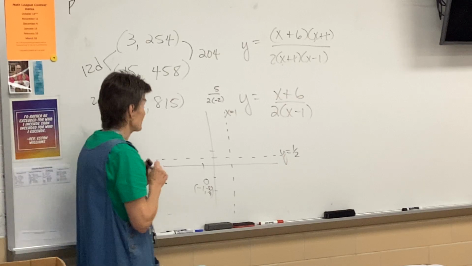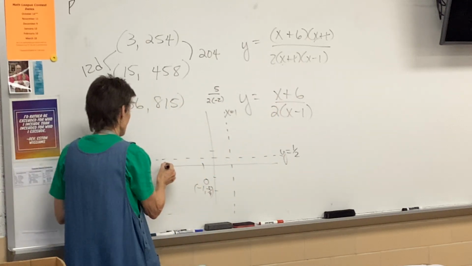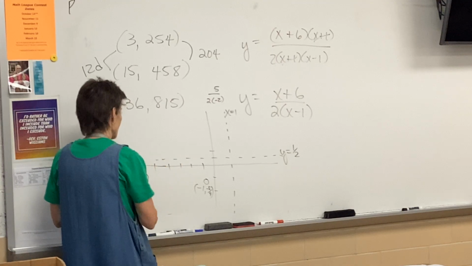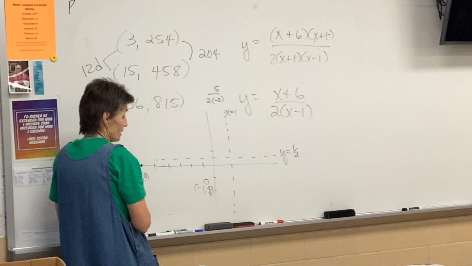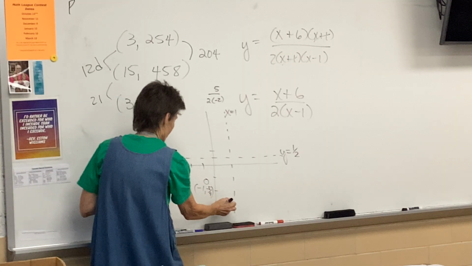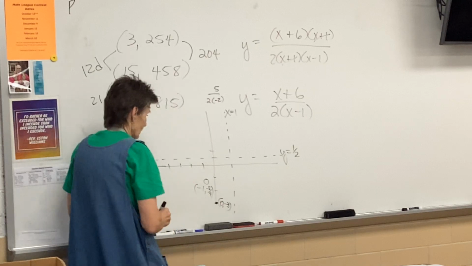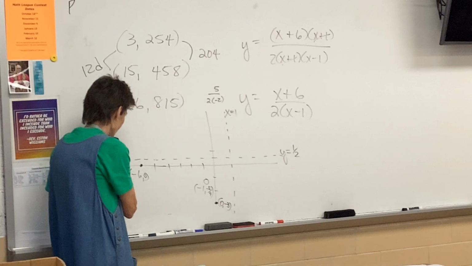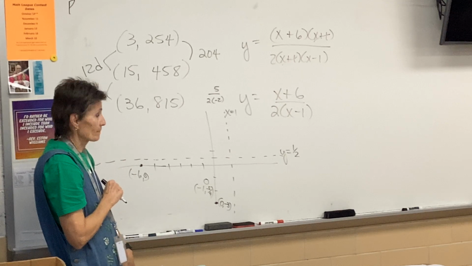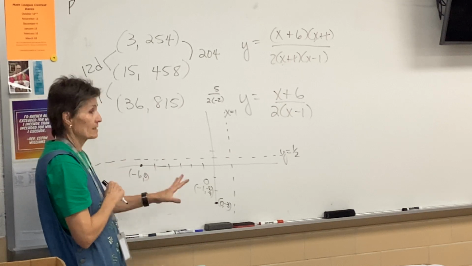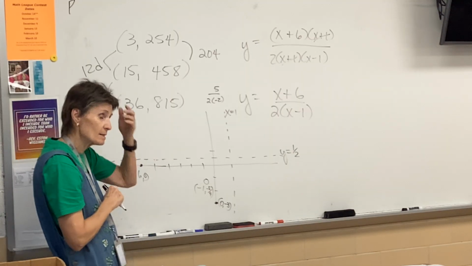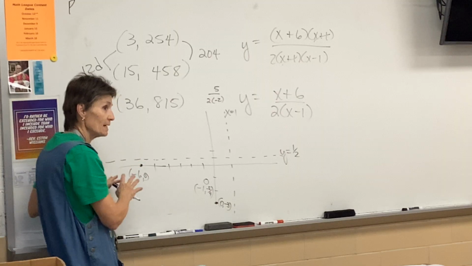How about intercepts? My x-intercept is gonna be out here at -6. And how do I get my y-intercept? Plug in 0. Now, those are the key things. Does anybody have a question? Have you forgotten how to get one of those things? Anybody have a question about any of that?